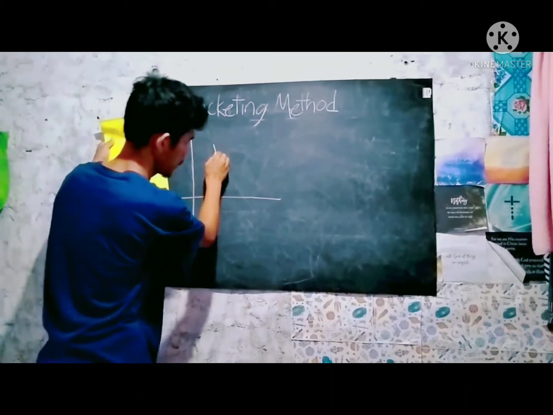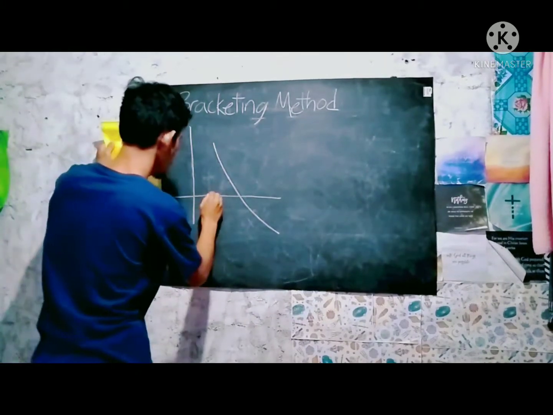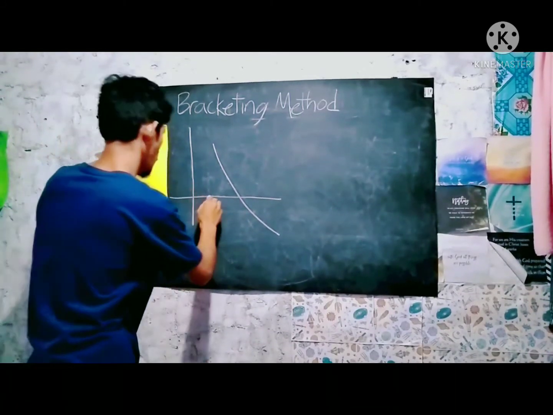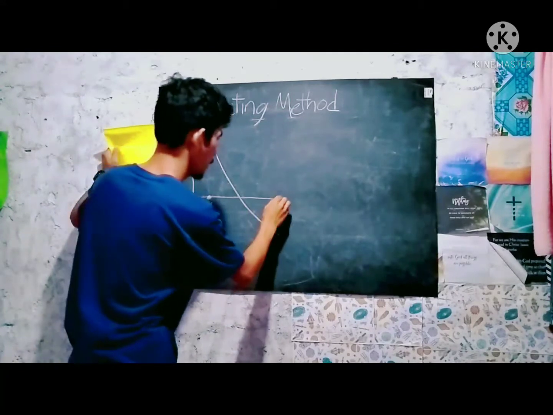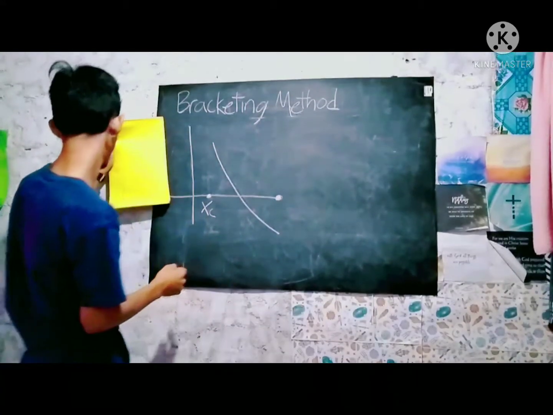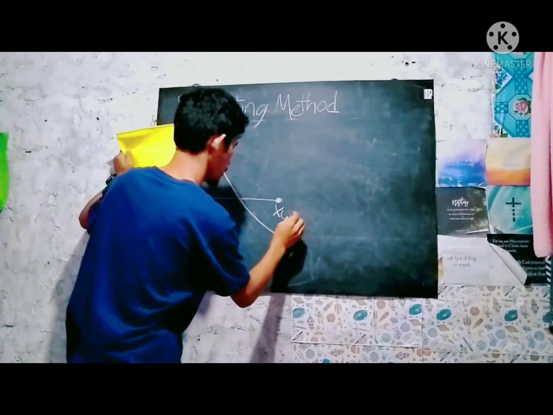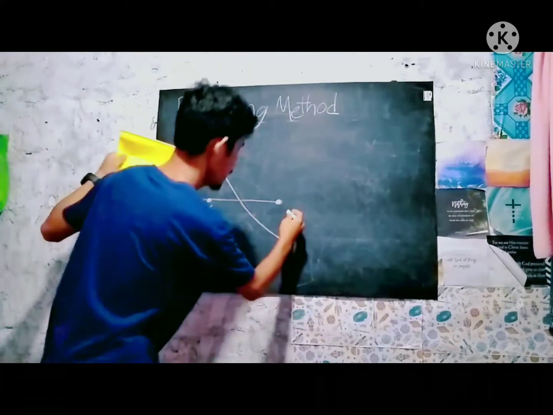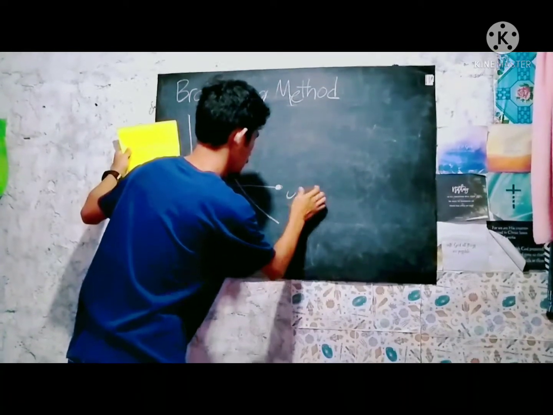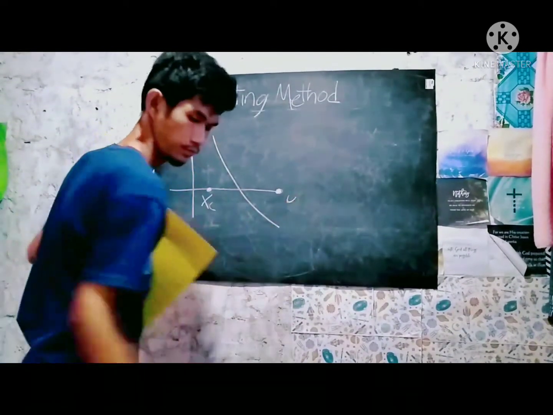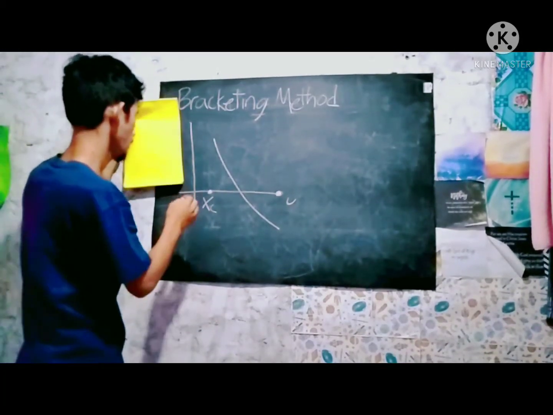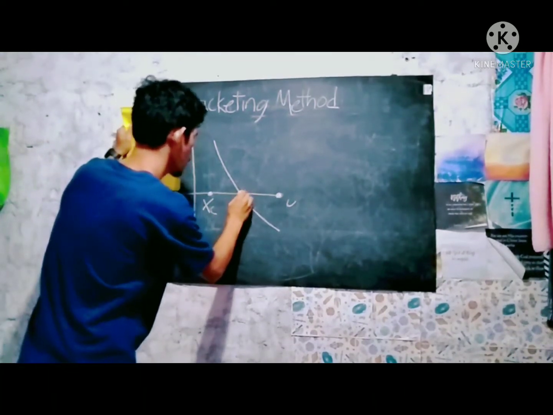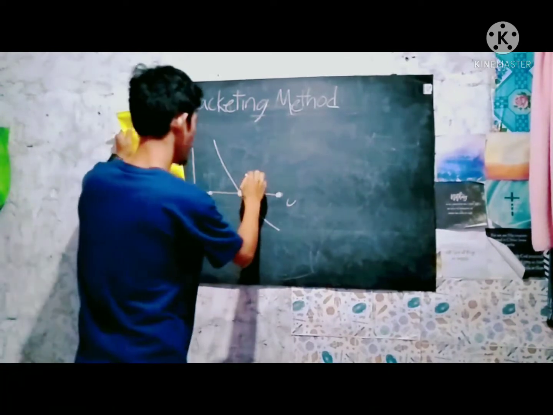We plot here, and the point here is the x lower, and another here is the x upper. And the center is what we call the root of f.